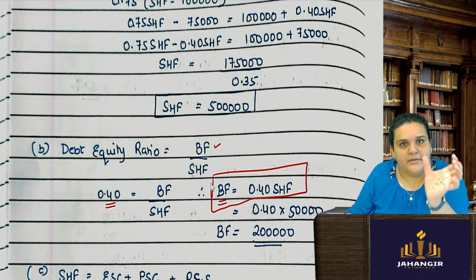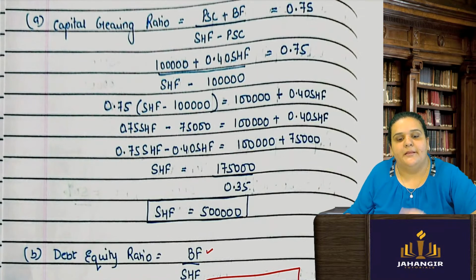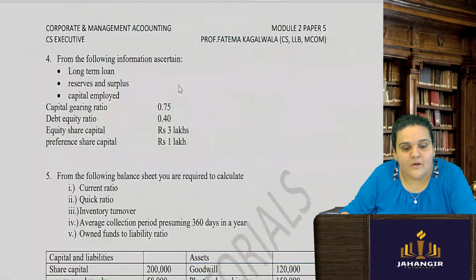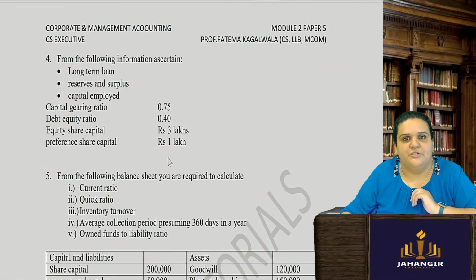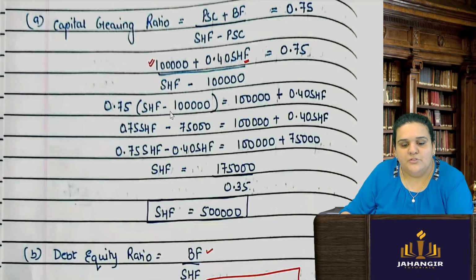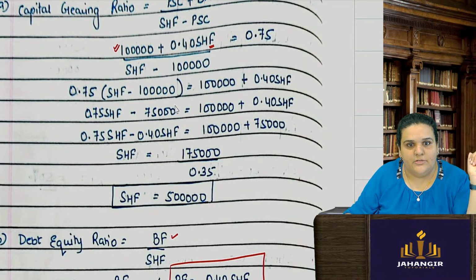That particular ratio of borrowed funds to shareholders funds I have put in my capital gearing ratio. Why? Because the preference share capital amount I have. Okay. Instead of borrowed funds, I am putting 0.40 of shareholders funds, divided by shareholders funds, which I have to find. They have given me equity share capital and preference share capital. They have not given me shareholders funds. Okay. So with the help of that particular equation, I'm trying to create an equation.